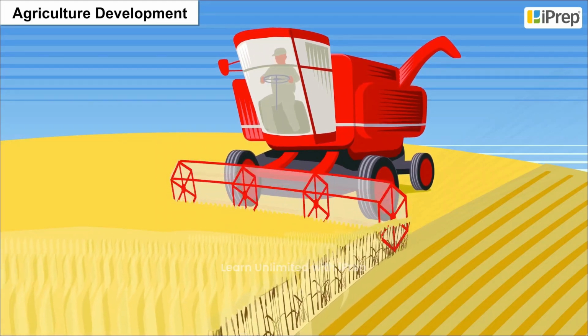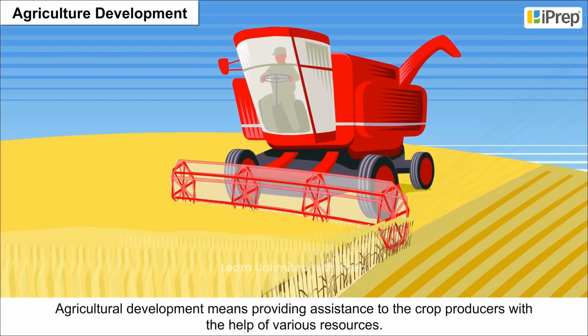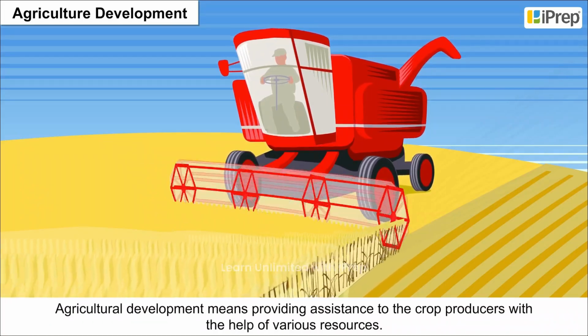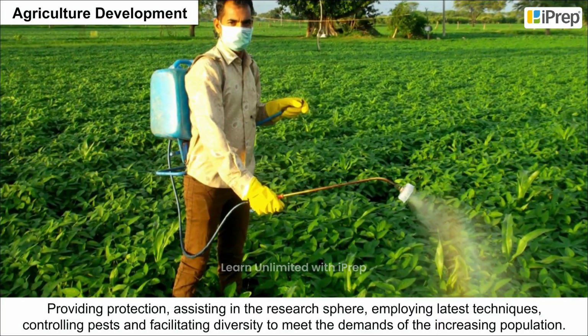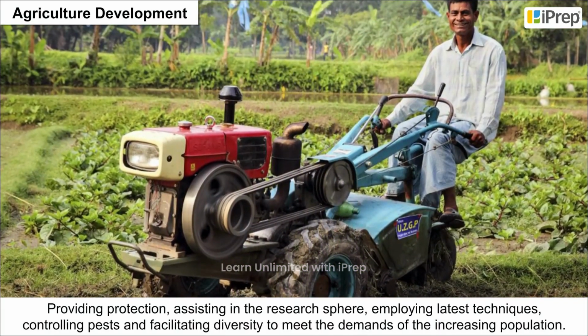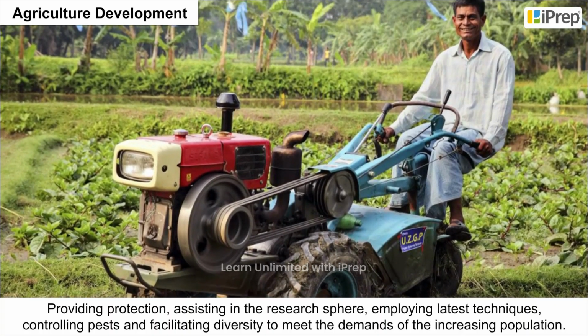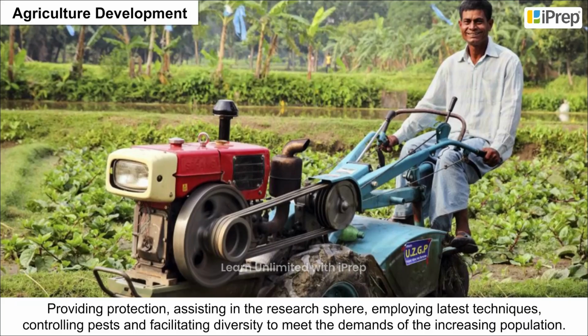Agriculture development. Agricultural development means providing assistance to the crop producers with the help of various resources, providing protection, assisting in the research sphere, employing latest techniques, controlling pests, and facilitating diversity to meet the demands of the increasing population.